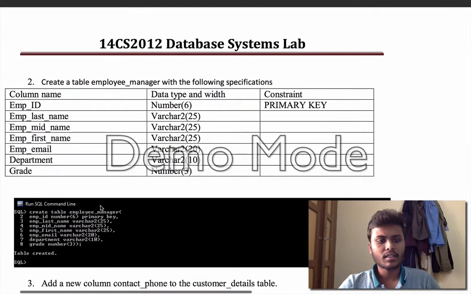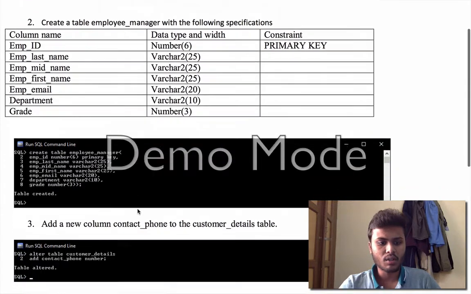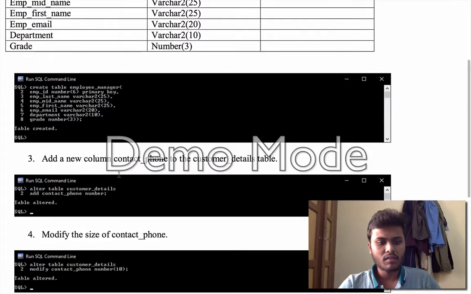Our second question is to create a table employee manager with the following specifications. Just like the previous one, you need to mention the column name and the data type with the width, and also the constraint which you require. And this is the third question. We need to add a new column, the column name is contact phone, to the customer table.